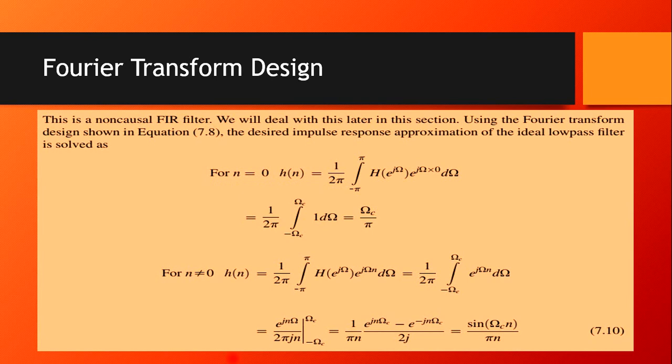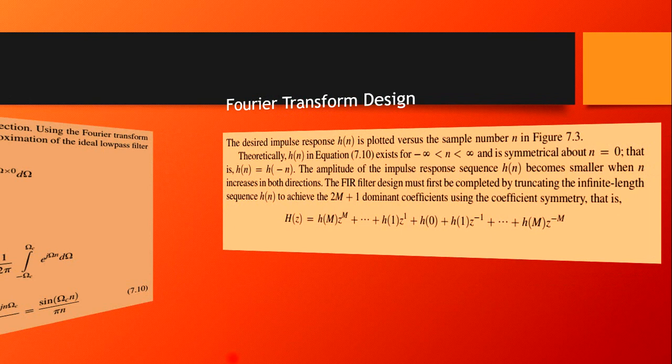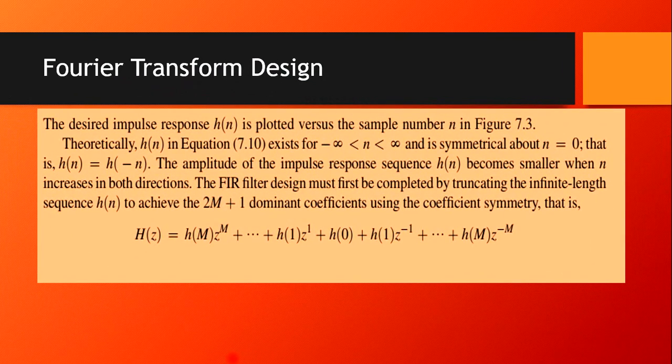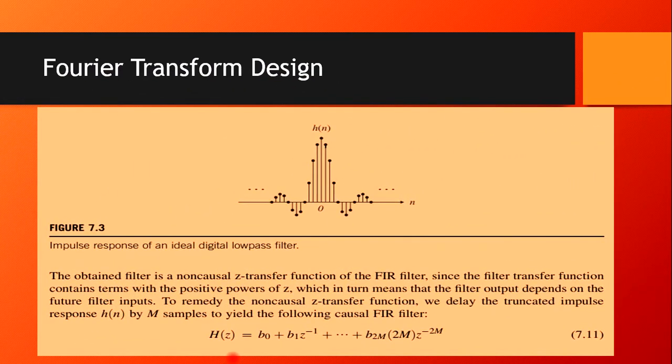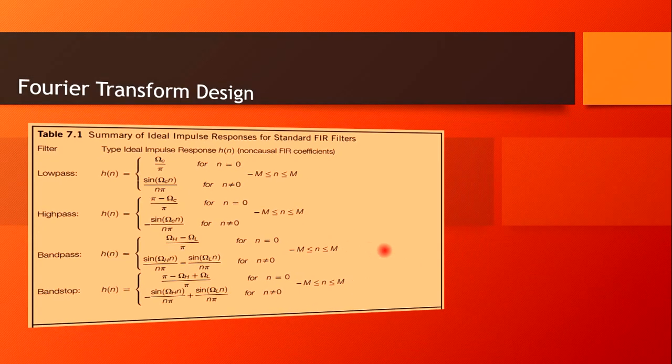So for n is equal to 0, the h of n will be omega c over pi, and for n not equal to 0, it will be sine of omega c n over n pi. So this is the z transform, and again symmetry. This is the graphical representation of the impulse response of the digital low pass filter.